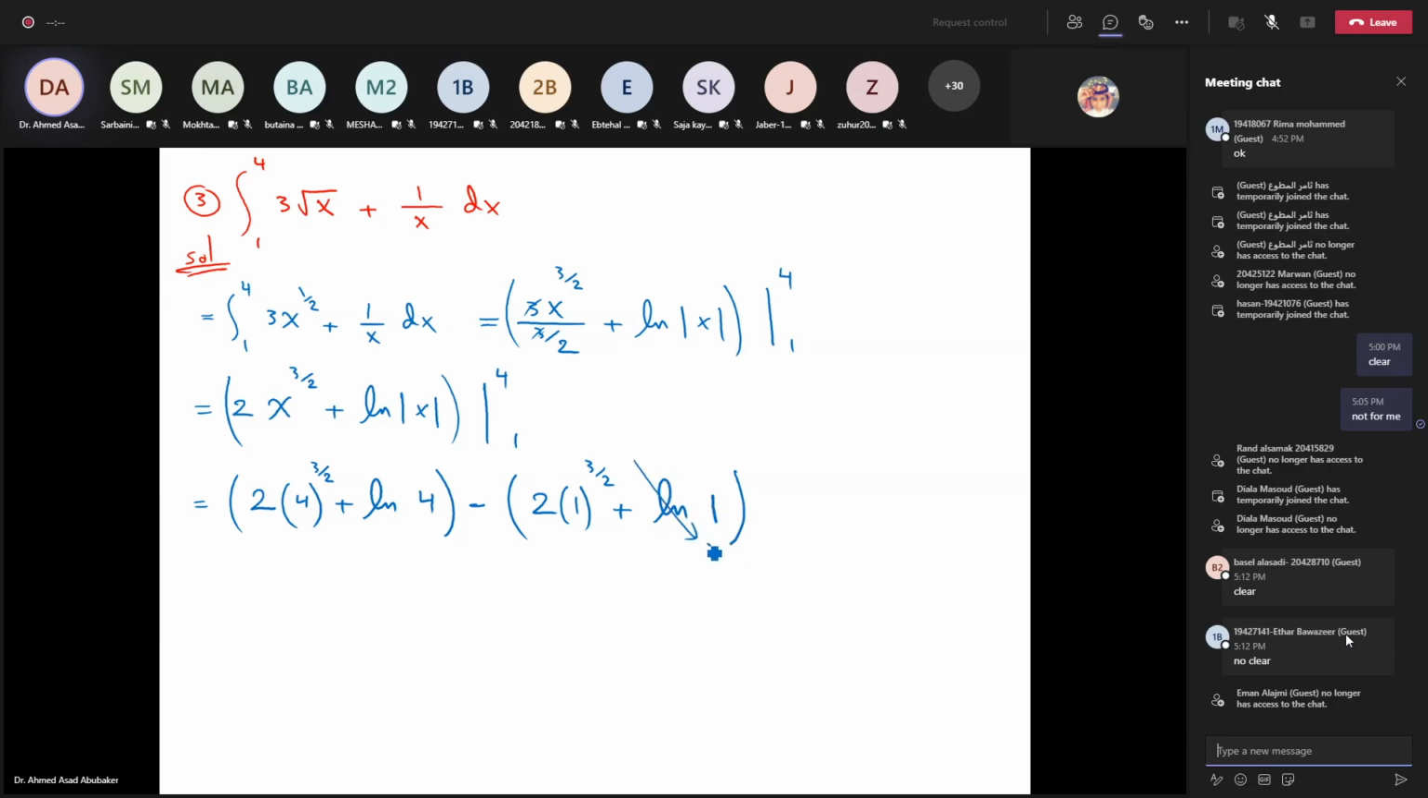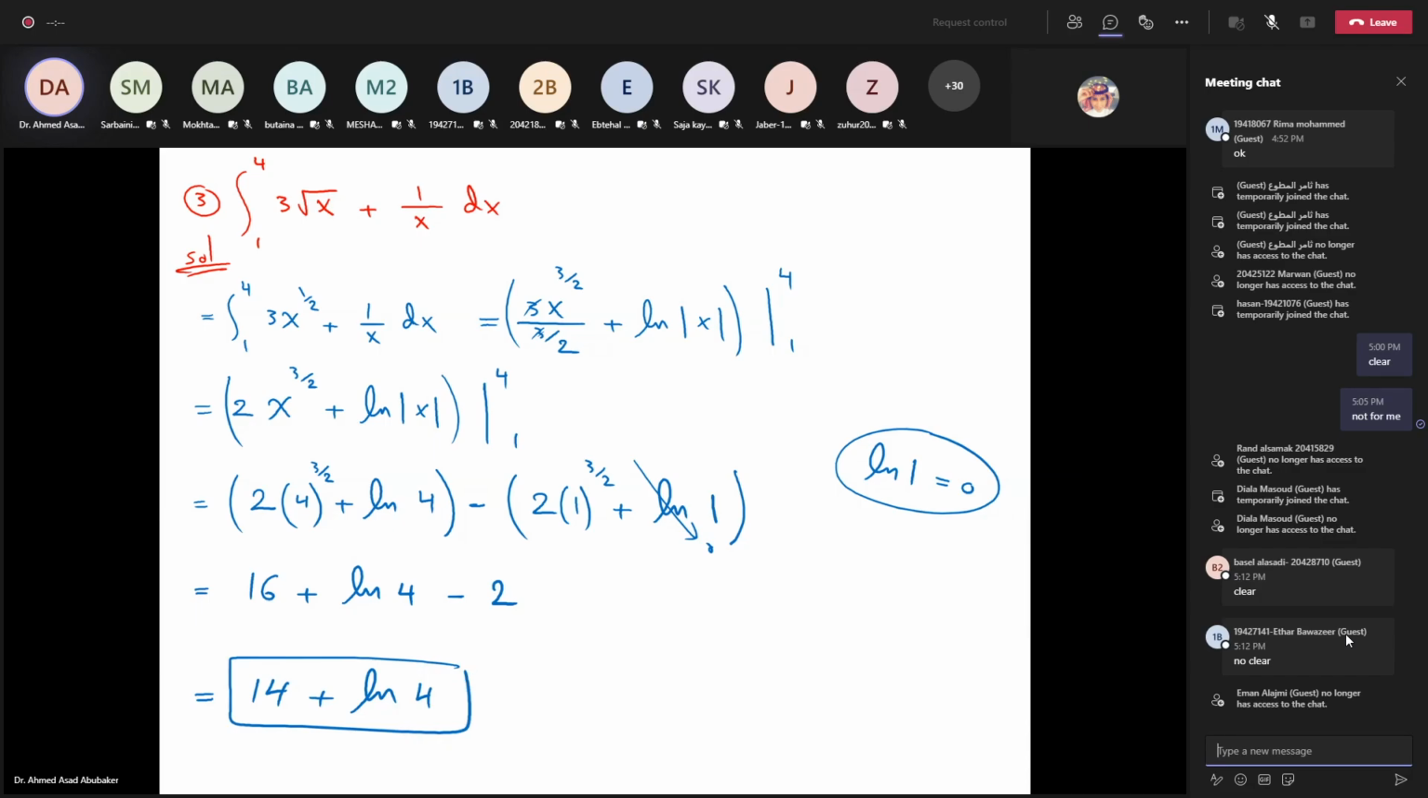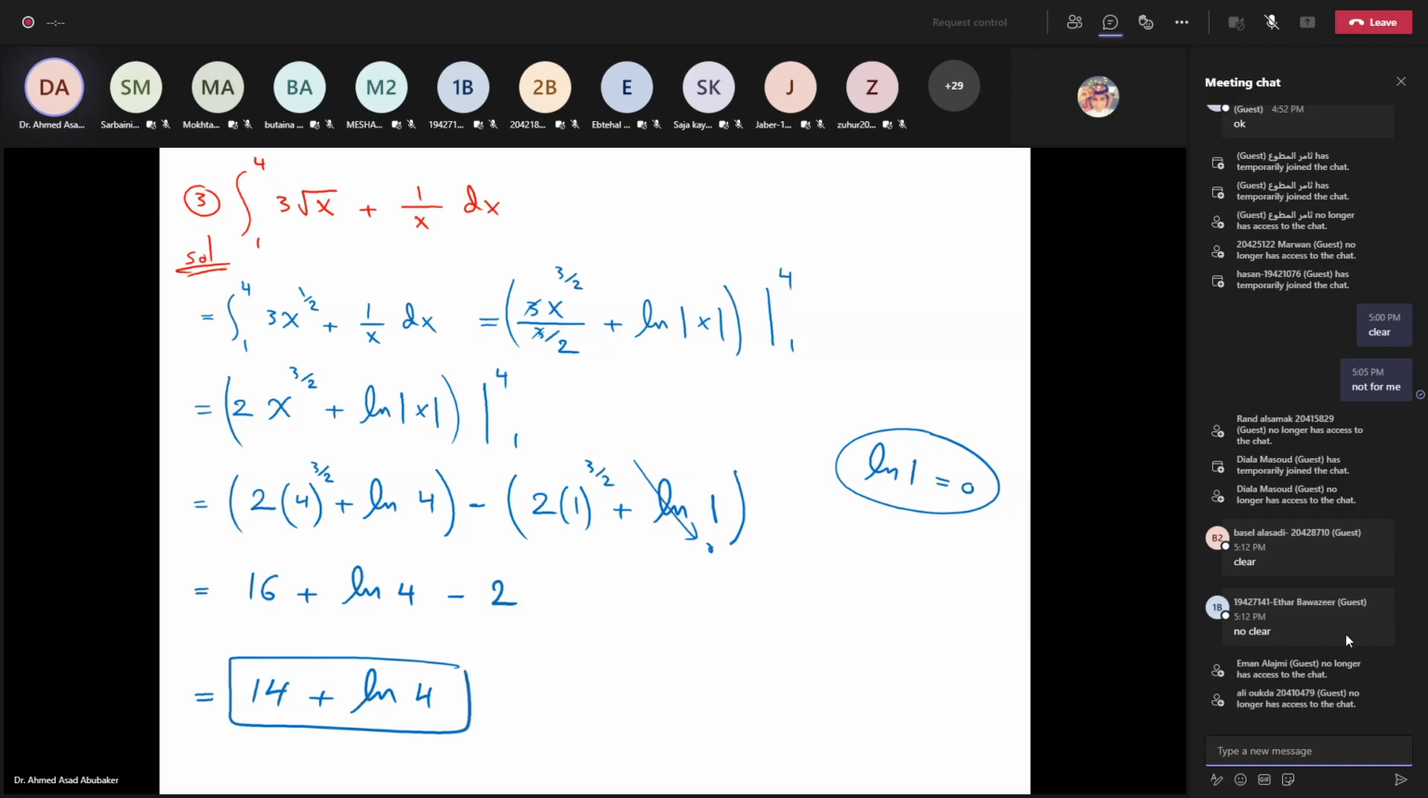ln|1| equals 0, we know that. So this equals the radical of 4, 2 to the power 3, which is 8, multiplied by 2 is 16, plus ln|4|, minus 2. So in the end, 16 minus 2, we have 14 plus ln|4|. Any question?